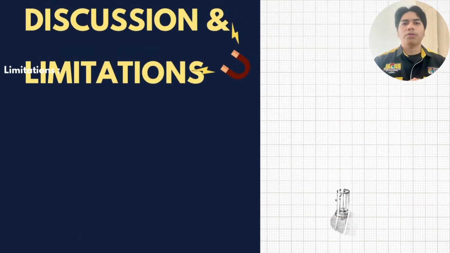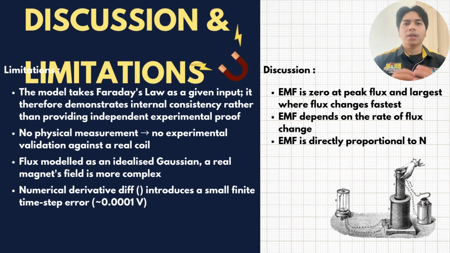Our discussion confirmed the three predictions of Faraday's law. The EMF is zero at peak flux and largest where the flux changes fastest. It depends on the rate of flux change, and it is directly proportional to N.